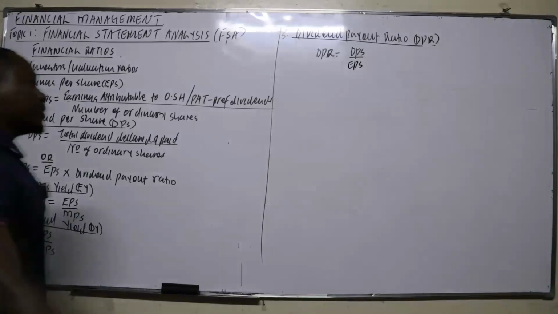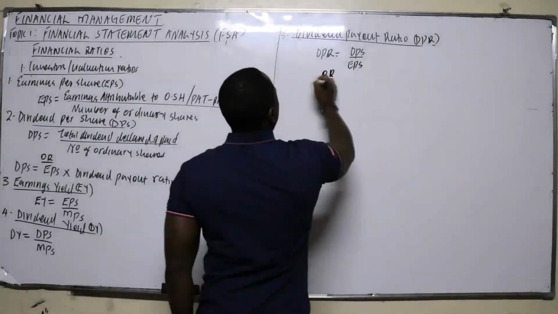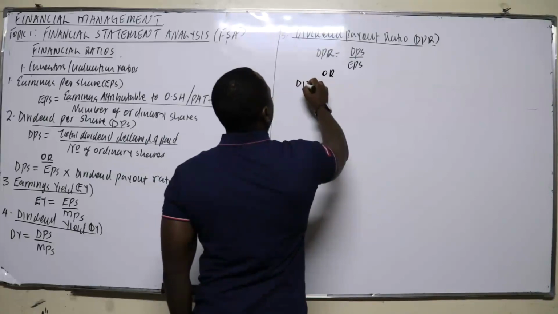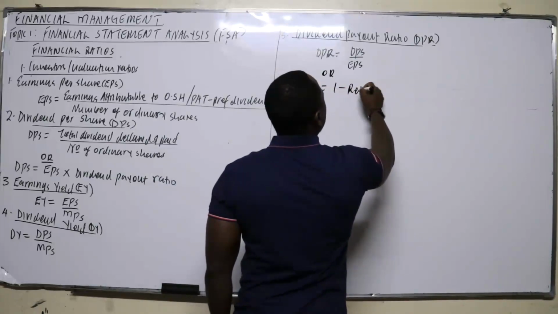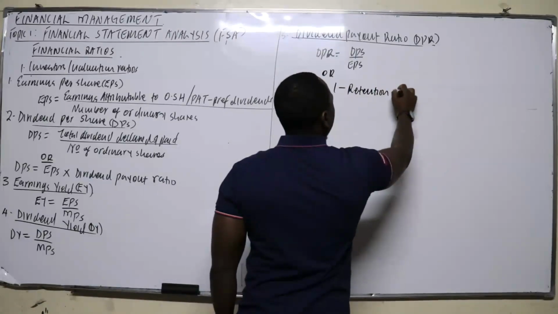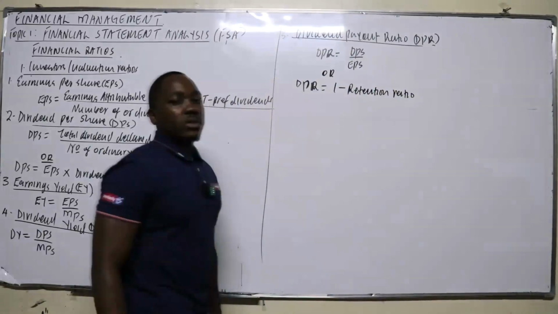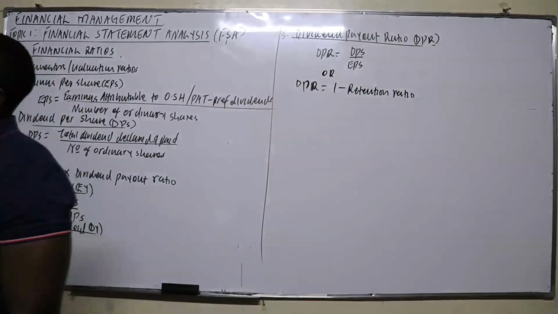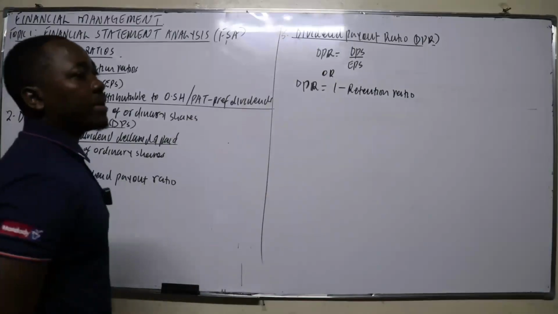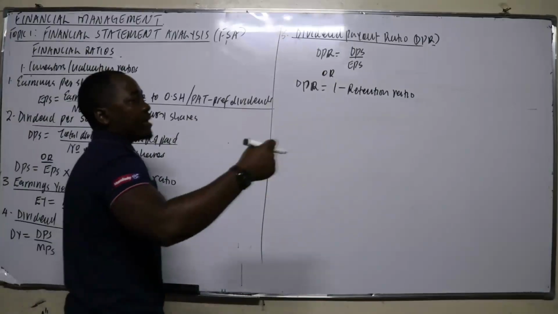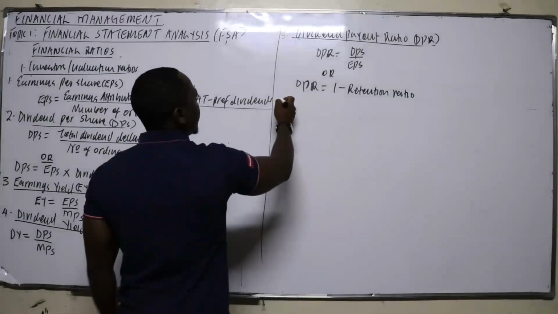Or alternatively, to get the dividend payout ratio, you can take 1 minus the retention ratio. Retention ratio means that, for example, if the company makes a profit and has a policy of retaining 50% of the profit, they retain it to the retained earnings. So if they retain 50%, the other 50% is what will be paid as dividend. That's what we call the dividend payout ratio.